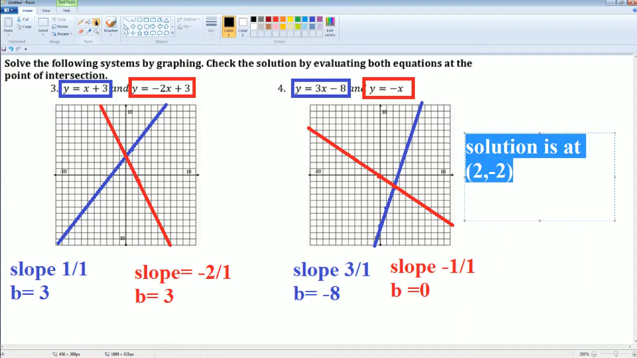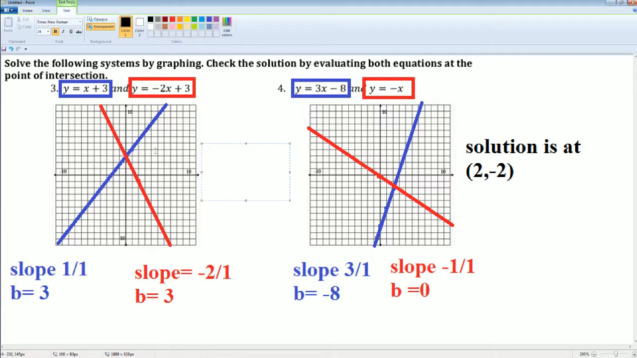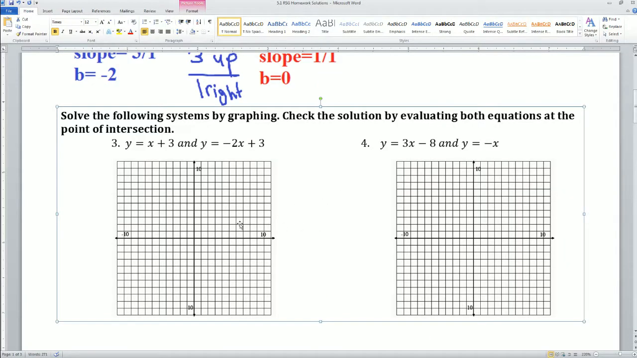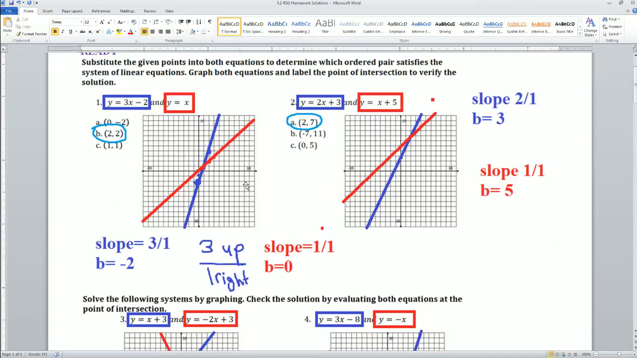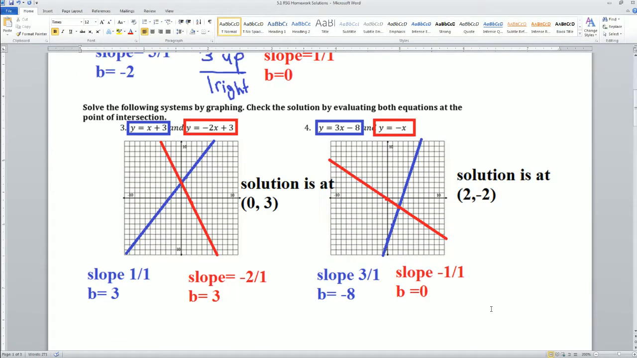And for this one, I believe the solution was at the y-intercept, which is at 0, 3, right? 1, 2, 3. Good. So there you go. Those are all the solutions for the go part, I believe. Right, there you go. That's if you need to see it again. 1, 2. Okay. 3, 4.